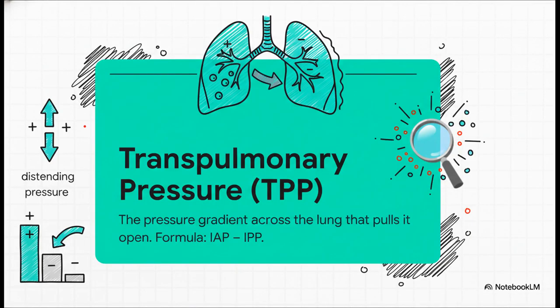And the answer is transpulmonary pressure, or TPP. Think of this as the net inflating pressure. It's the force that's literally pulling the lungs open. As the formula shows, it's the difference between the pressure inside the tiny air sacs, the alveoli, and the pressure just outside the lung, in what's called the pleural space. It's this exact pressure difference that has to fight against the lung's natural desire to collapse.